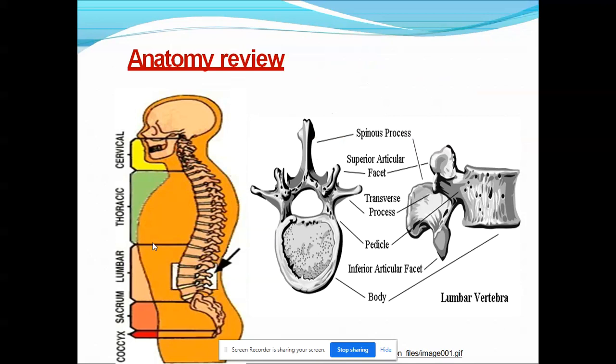So anatomy, in the spine we have cervical, thoracic, lumbar, sacrum and coccyx region. This is the normal anatomy of the vertebra. We have the vertebral body, the pedicle, the transverse process, superior and inferior articular facet and the spinous process. So on the right hand side we can see the lateral view of the vertebral body. On the left hand side we can see the superior aspect. Okay.